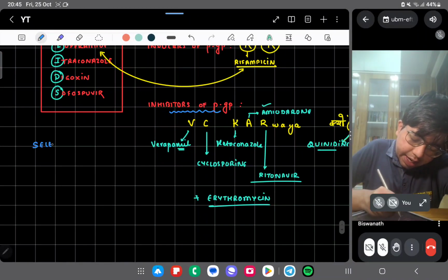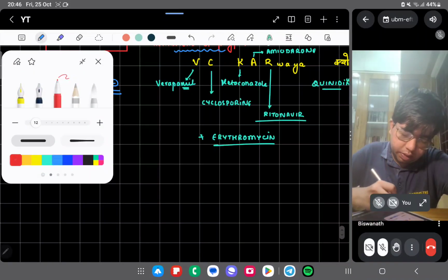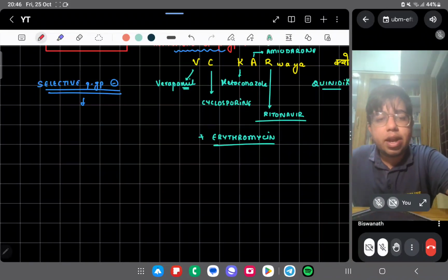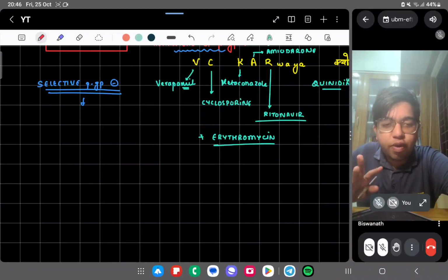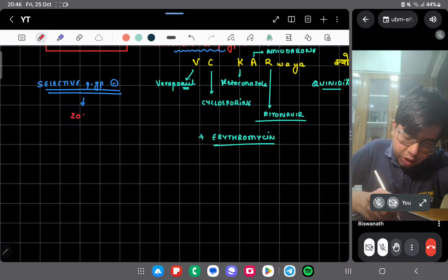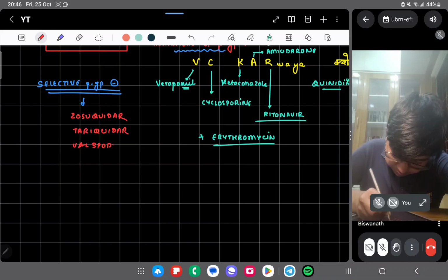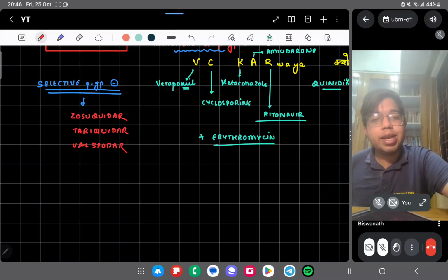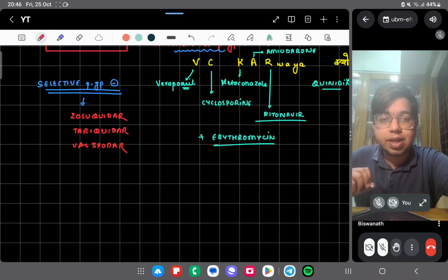So we have something called selective PGP inhibitors. The drugs are the quidars, a tongue twister type of thing: zosuquidar, tariquidar, and valspodar. Okay, these three are the selective PGP inhibitors. They're basically chemosensitizer type of agents, right?